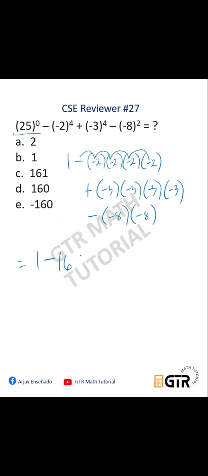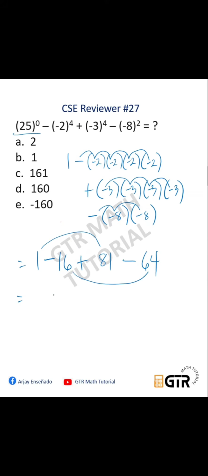And then we have plus, count the number of negative signs, 1, 2, 3, 4. So even, so that means the sign will be positive, and then 3 to the fourth power, that is equal to 81. And then we have 3 negatives. So therefore, that is negative 8 times 8. So we have 64.